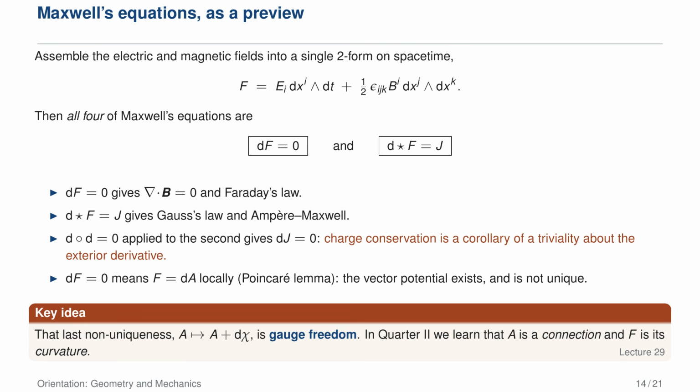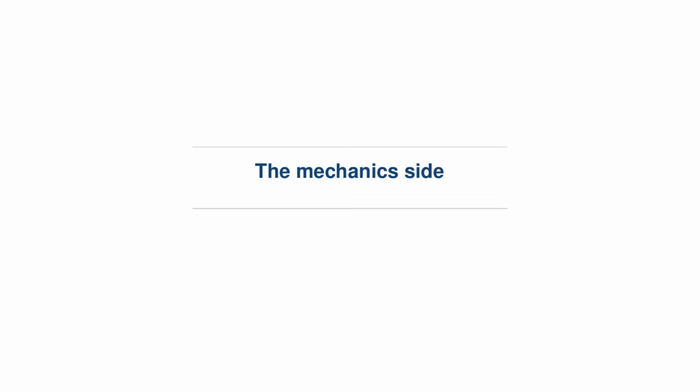And because dF is 0, locally F is d of something, call it A. That something is not unique. You can add d of any function to A without changing F. That non-uniqueness is gauge freedom. In the second quarter, we learned that A is a connection and F is its curvature. That is Lecture 29. So much for the geometry. Let me come back to the mechanics and say what structure we are really after.